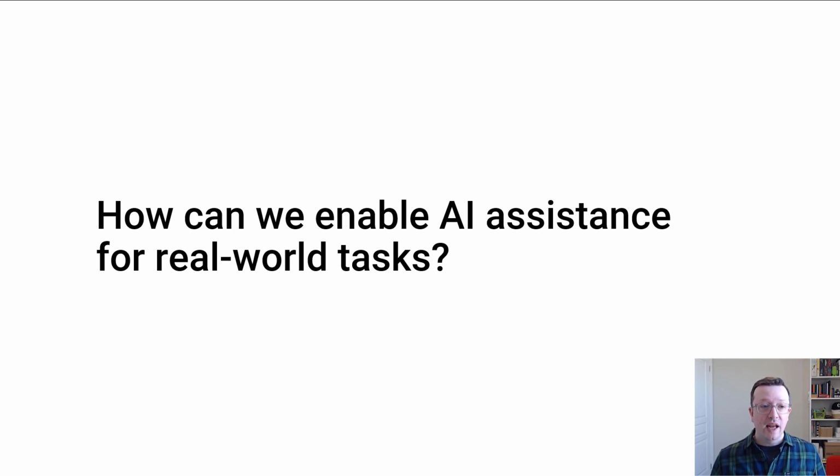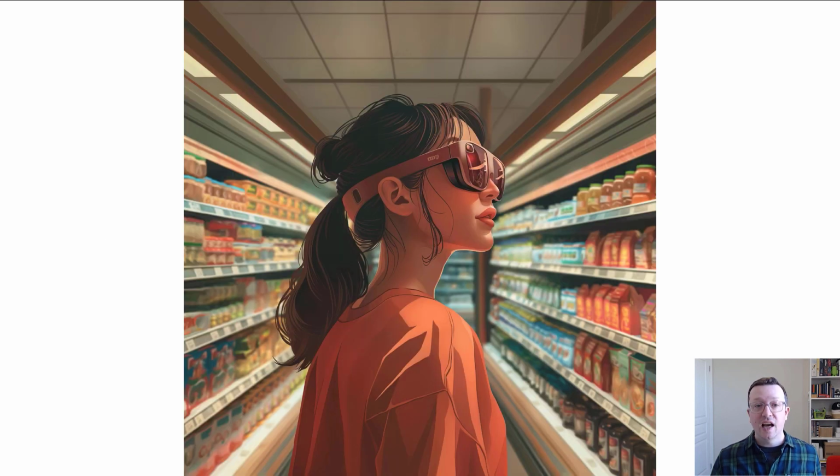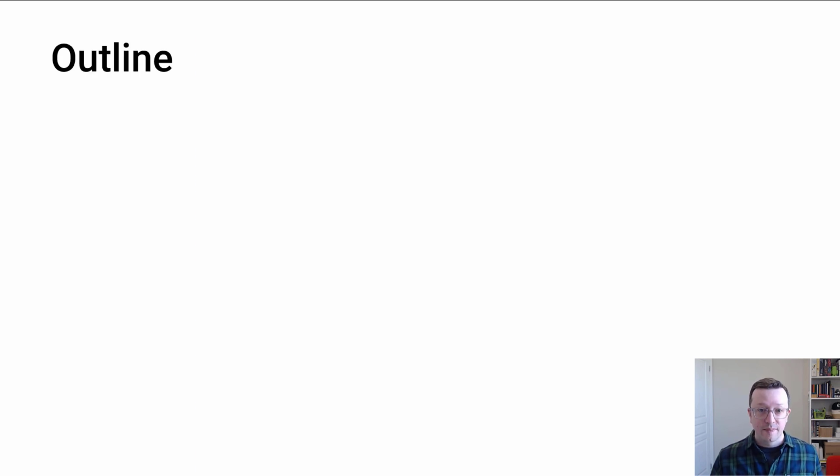How can we enable AI assistance for real-world tasks? LLM-based chat assistants are a powerful tool for helping people with personal tasks, but they're at their most useful when they're working with digital information while sitting at a computer. Much less so if, say, you're standing in the aisle of a grocery store. So we wanted to explore what new interfaces and interaction metaphors are needed to enable users to ask for and get assistance with real-world tasks.